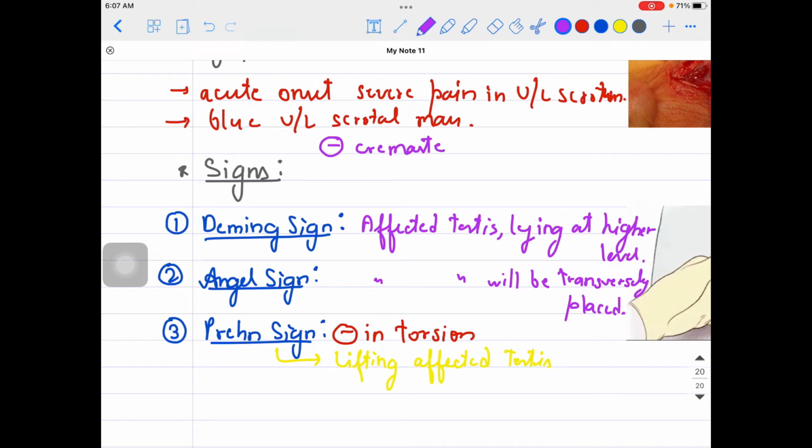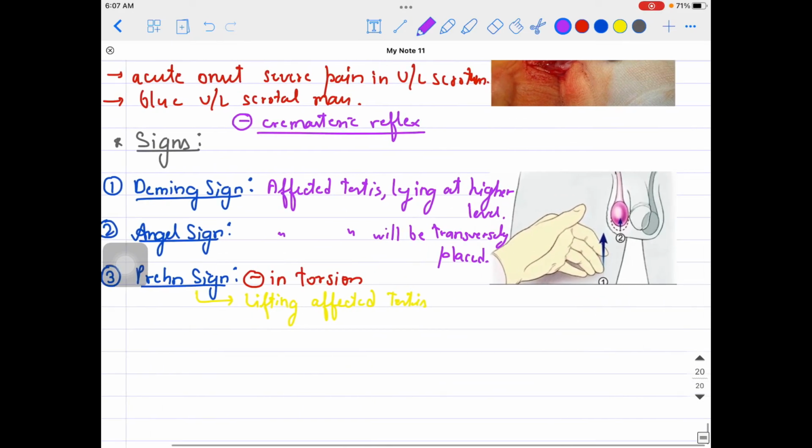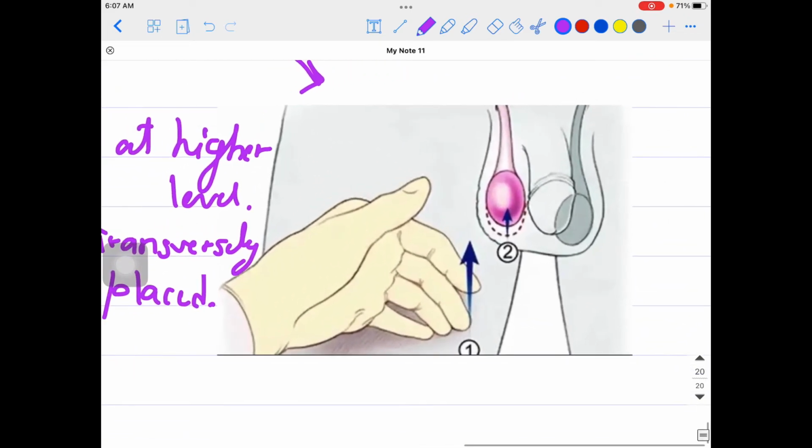Absent Cremasteric reflex. Now, what is this Cremasteric reflex? By the way, this Cremasteric reflex is shown over here. Now, look over here. What I am doing is stroking the inner side of the thigh, just touching the inner side of the thigh in this manner. If I am doing this, and simultaneously the affected testis is also going upwards, then this is the positive Cremasteric reflex, right?